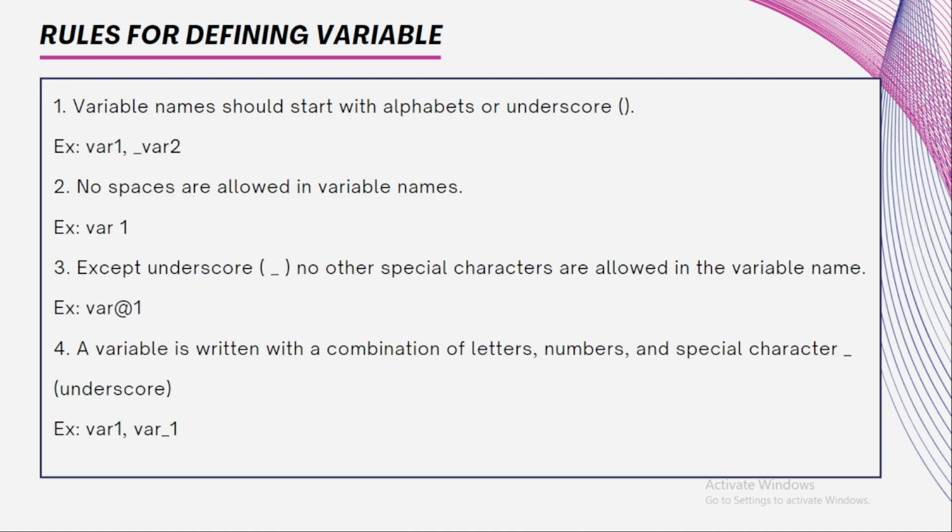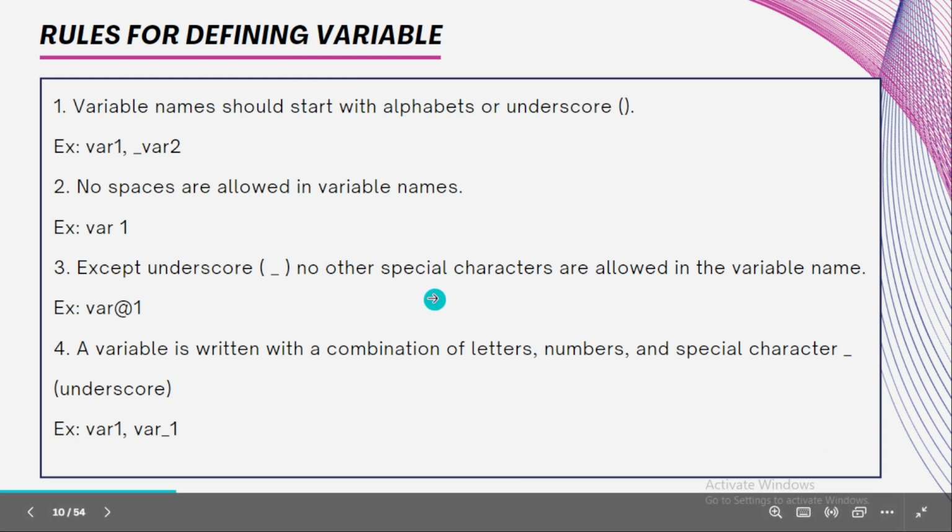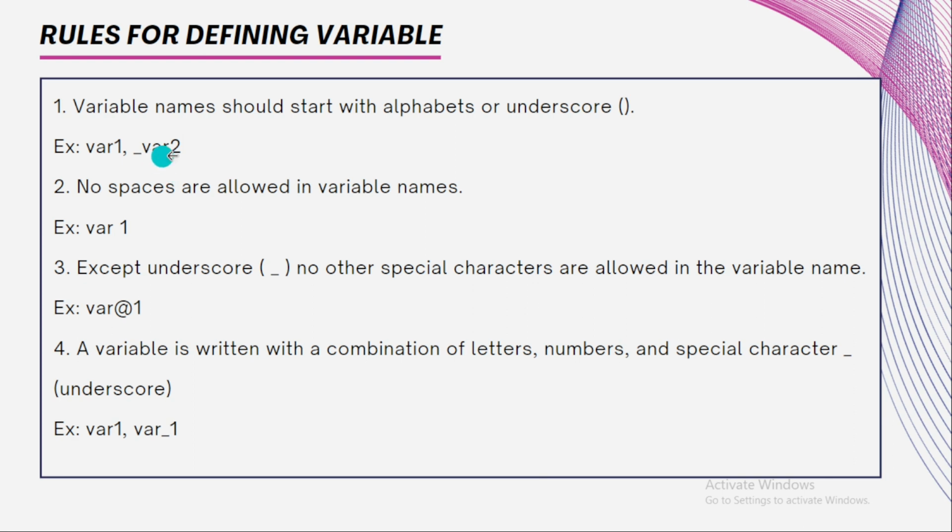So let us have a look at the rules for defining a variable name. Variable names should start with alphabets or underscore. So for example, the variable name should always start with var1 or _var2. So var1 is a variable name where you can define any of the alphabets with numeric values.